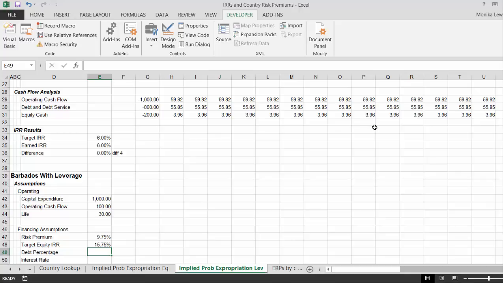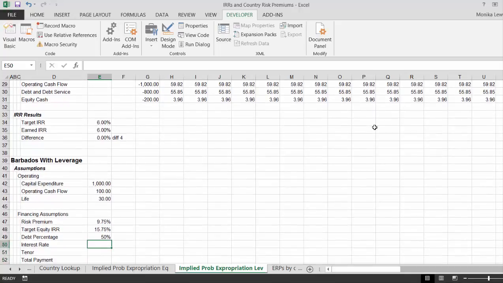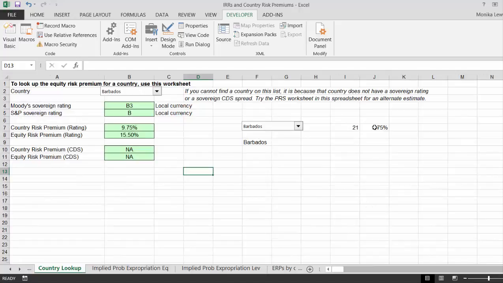Barbados, for some reason, had a very, very high risk premium. God knows why. Now the debt percentage, we'll have to put in a different debt percentage. Let's say we only get 50% debt. The interest rate as well is going to be a whole lot different.